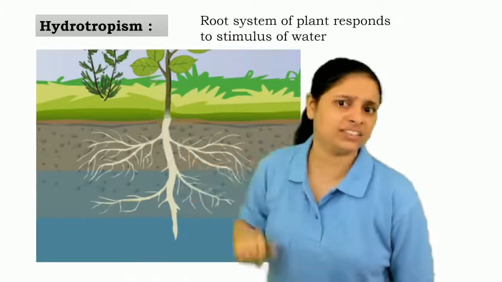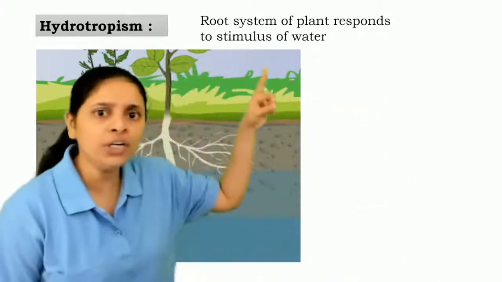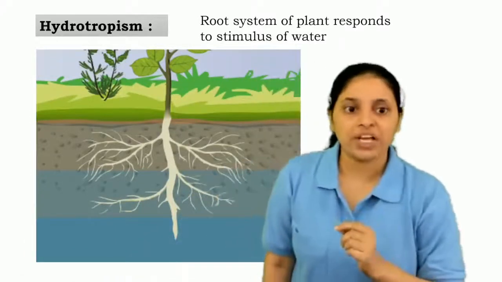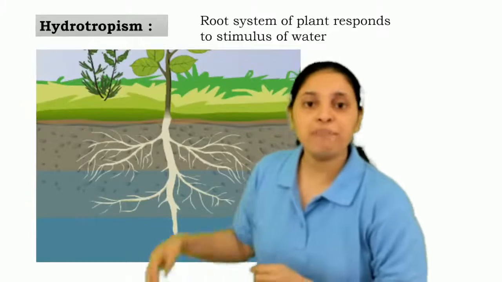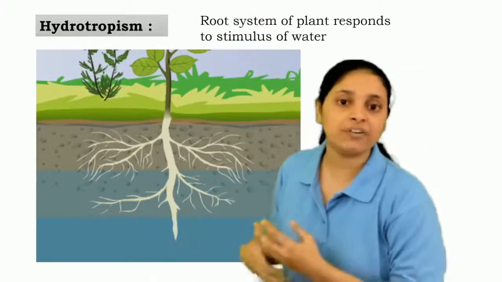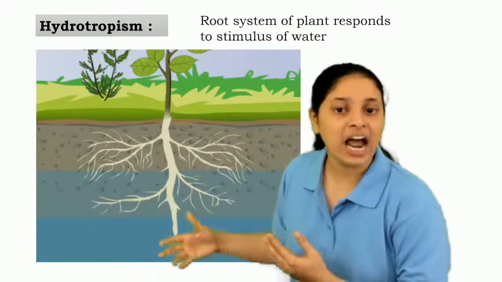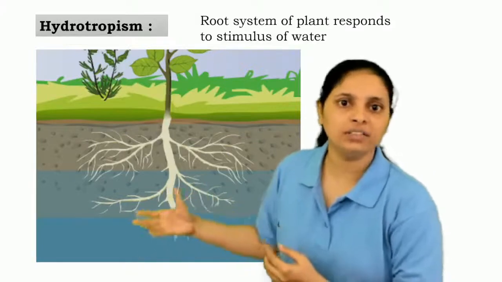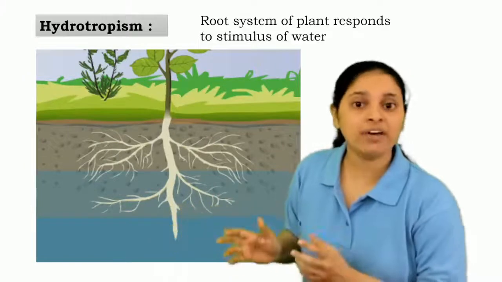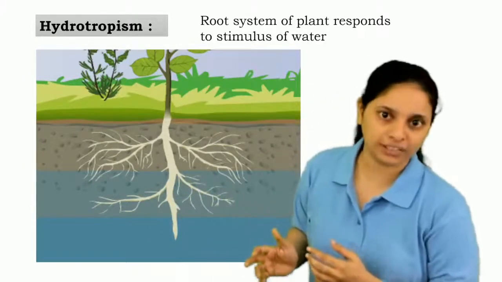But the shoot system, the stem, does not grow towards water. So the shoot system will be negatively hydrotropic. Water is the stimulus and plant parts are responding to this stimulus in a definite manner. The root system is responding and growing towards the stimulus of water. Wherever water is present, the roots will grow in that particular direction.